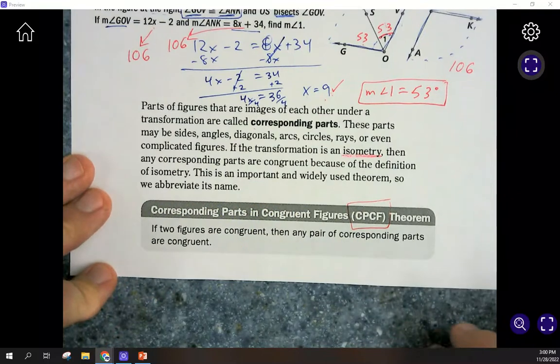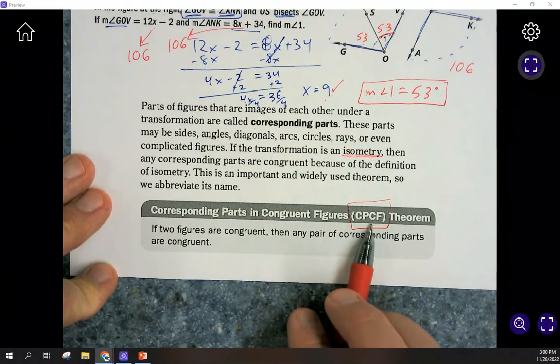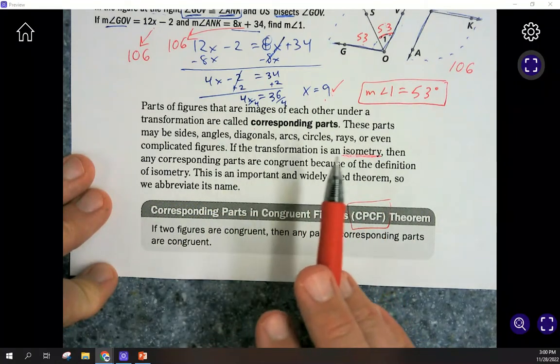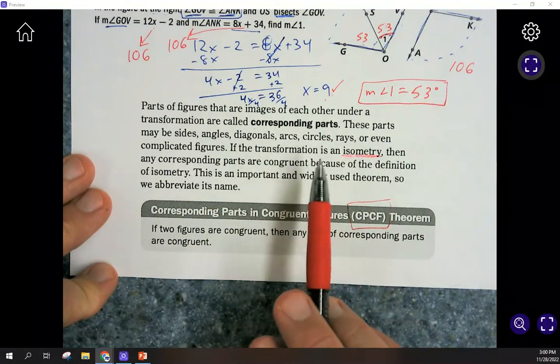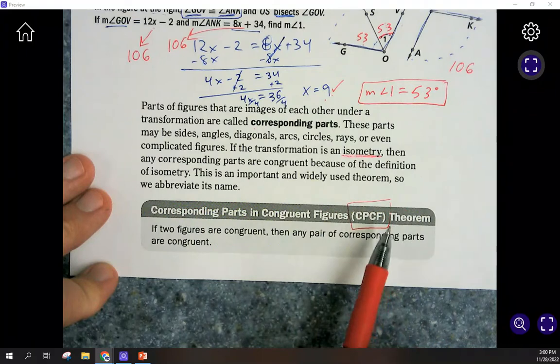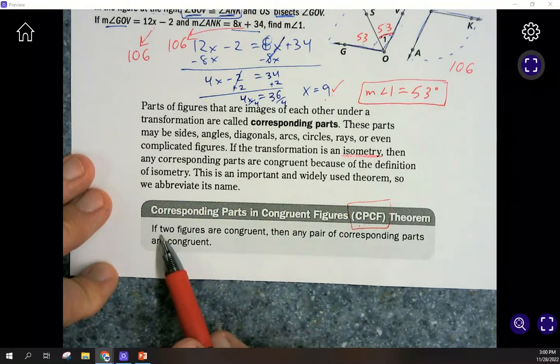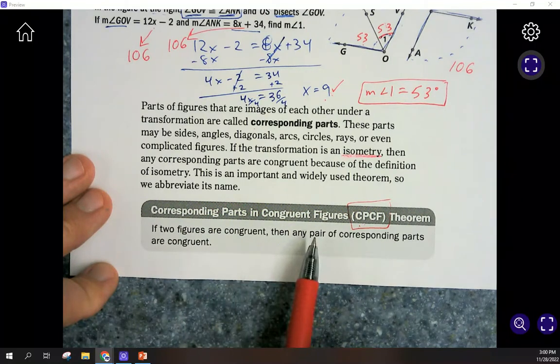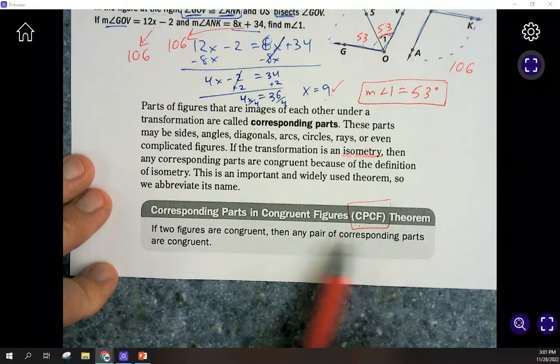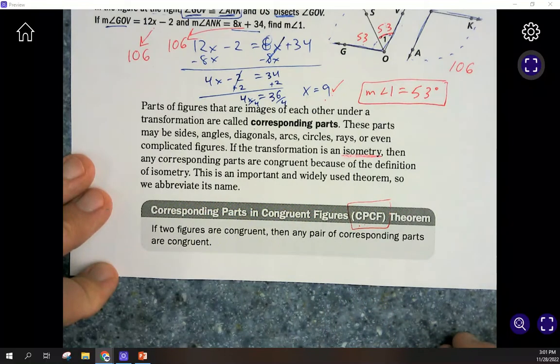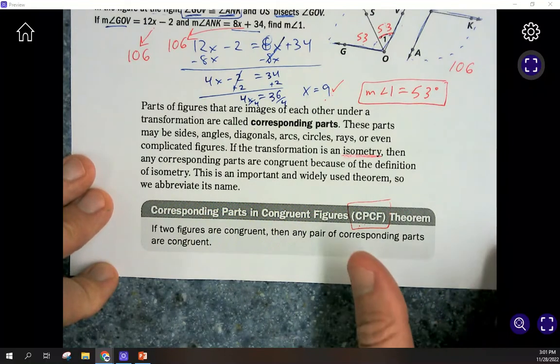And so as we get into some proofs and we start writing them, you're going to use this justification a lot. So I knew that this shape was congruent to this one, so I know this angle is going to be congruent to this angle, and the reasoning is CPCF, corresponding parts of congruent figures are congruent. So it just says if two figures are congruent, then any of their parts, the corresponding parts, are also congruent. So let's go a little deeper with that and talk about what that means.